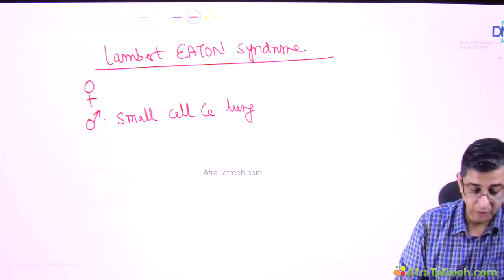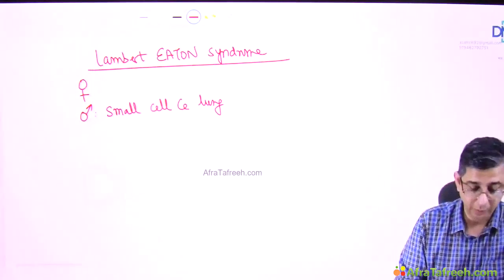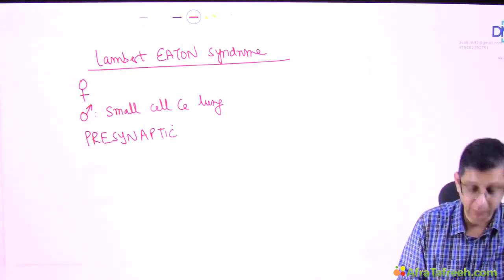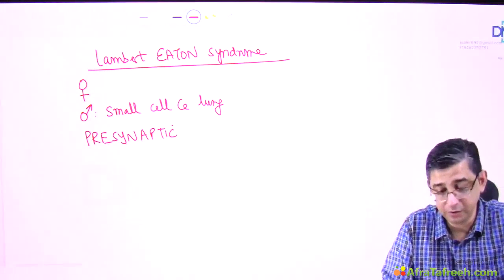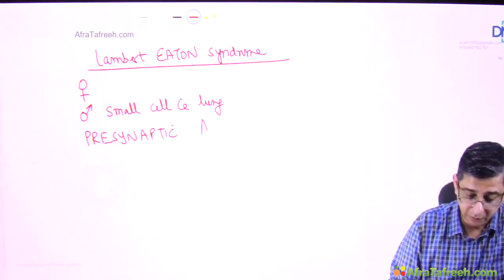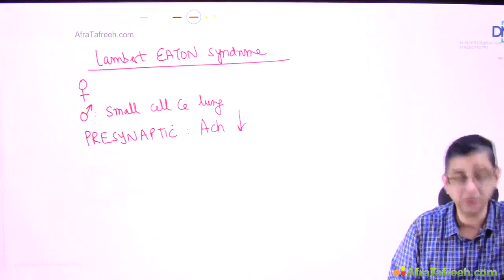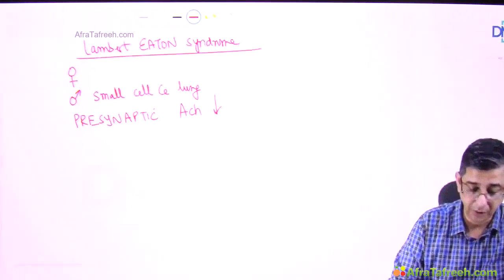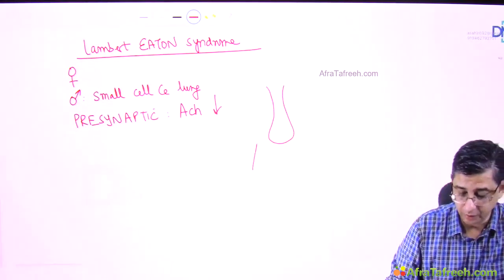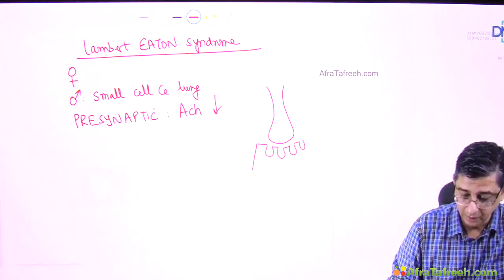In Lambert-Eaton syndrome, the problem is that the production of acetylcholine is lesser. This is a presynaptic disease, whereas myasthenia gravis is a post-synaptic, post-junctional disease where the receptors of acetylcholine are defective. This is a presynaptic disease in which the release of acetylcholine is compromised. So let us see what's happening here. Let us assume that this is where the acetylcholine will be released, and you have these receptors available here.